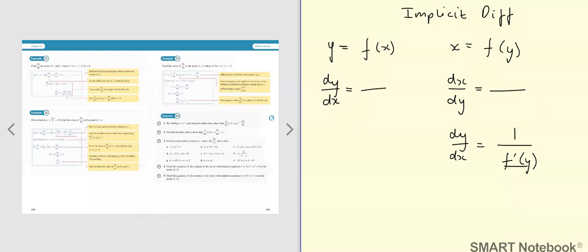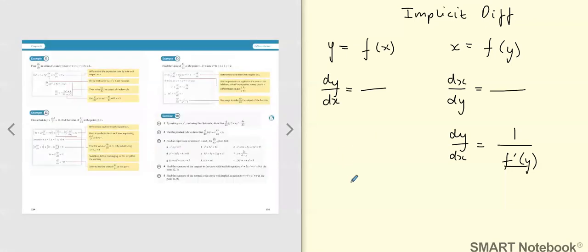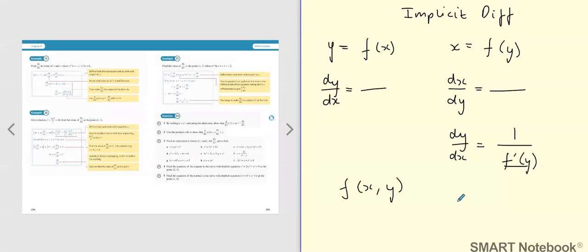Okay, now what happens if it isn't? What happens if you get something that is a bit dodgy? Let's just give you an example. When we have something that looks like this, x cubed plus x plus y cubed plus 3y equals 6, where it's difficult to make one letter the subject and differentiate, these are the instances where we use implicit differentiation, where we get a function of x and y.